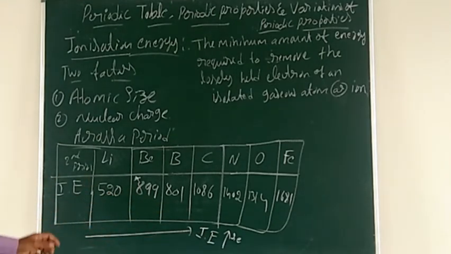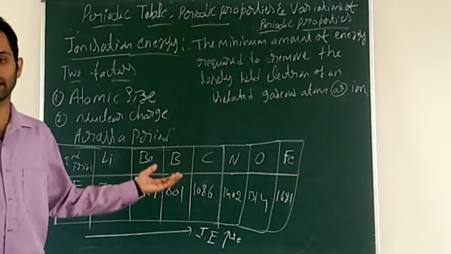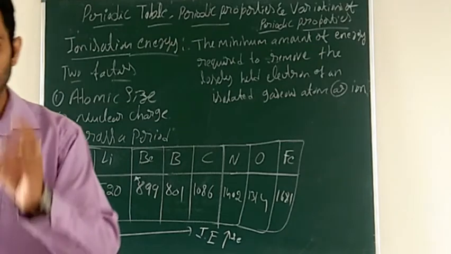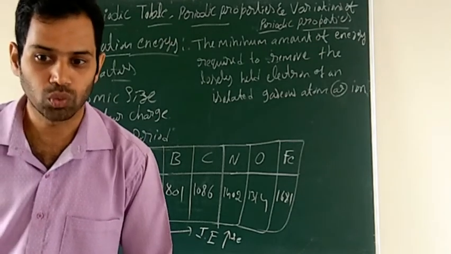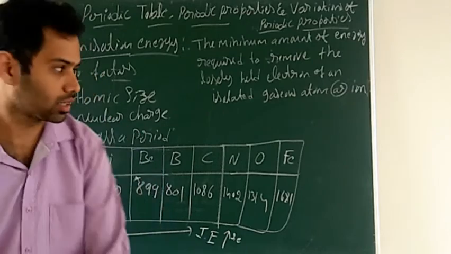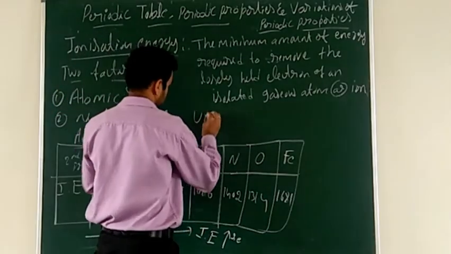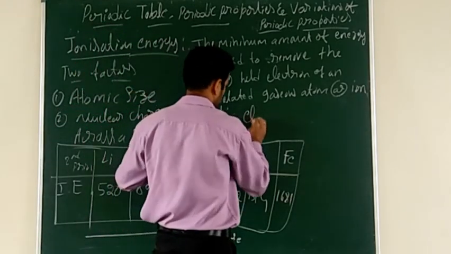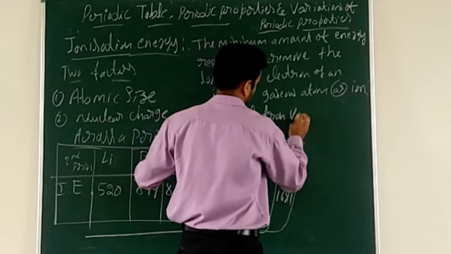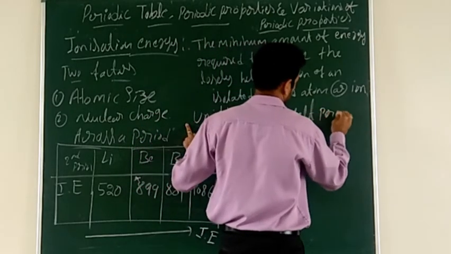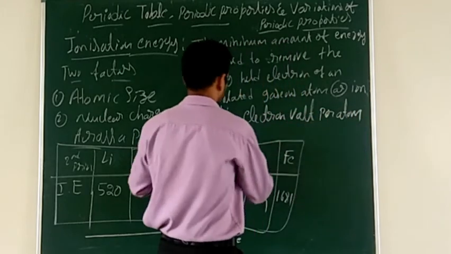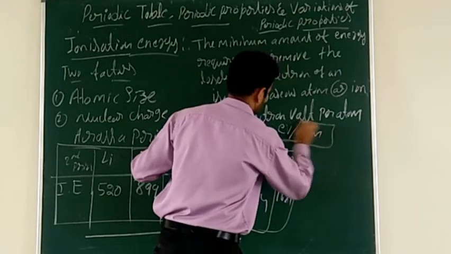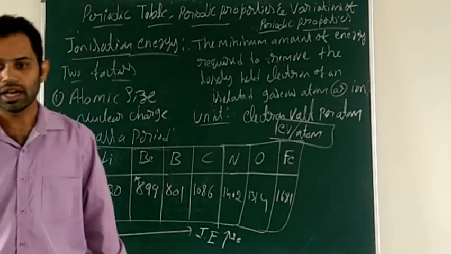Understood? I hope you understand this one. By looking at the values only we can tell that. And one more thing: to measure the ionization energy, there is a unit. That is electron volt per atom. Electron volt per atom is the unit to measure the ionization energy. You can write this down.